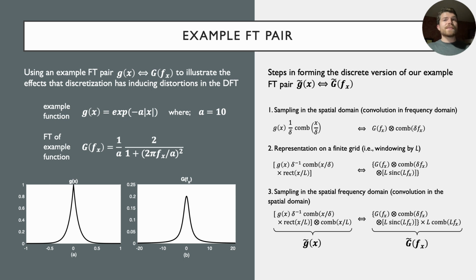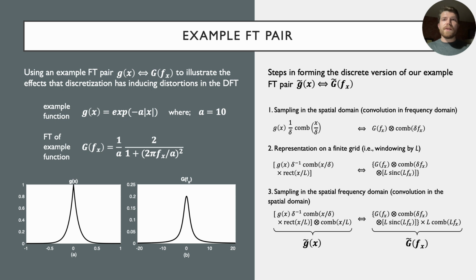The first step is to sample our example function in the spatial domain. This is easily accomplished with a comb function. We know from the convolution property of Fourier transforms that multiplication in the spatial domain is equivalent to convolution in the frequency domain. Convolving a continuous signal with a train of delta functions, i.e. our comb function, is a source of aliasing in the frequency domain, as the spectrum will turn into a periodic function with a period determined by the variable delta.